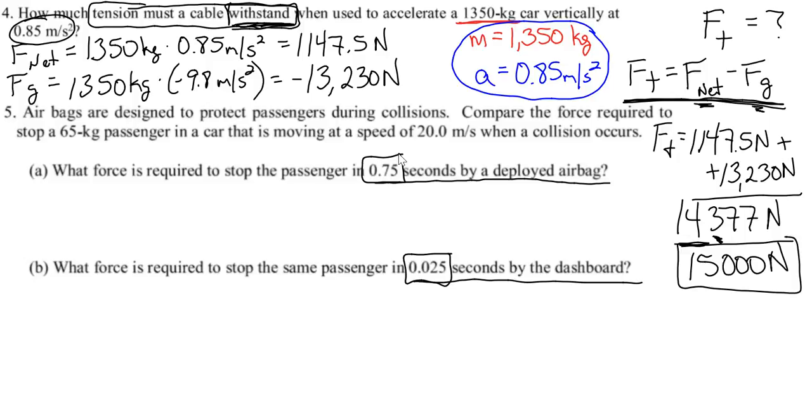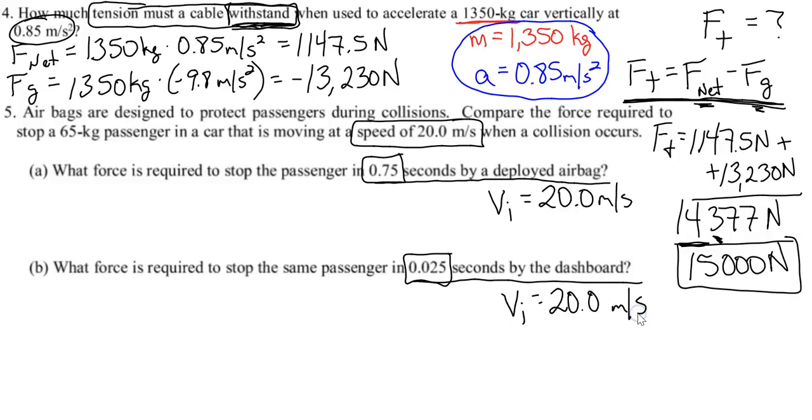So the first thing that we need to do is figure out what the acceleration is. We're given an initial velocity of 20 meters per second. So the initial velocity for both of these is 20.0 meters per second. The final velocity, well, it's stopping, so let's go with 0 meters per second. So coming to a dead stop, of 0 meters per second.